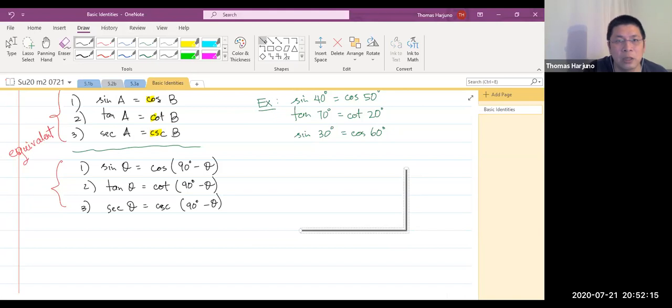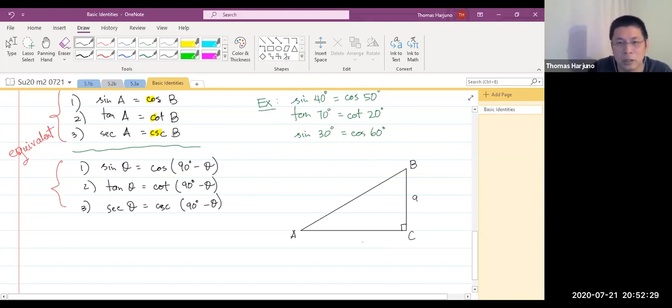Implicitly, we have done this yesterday. You see in this triangle, let's say this is A, B, C, right angle at C. Okay, so this is A, this is B, and this is C, right? Now let me ask you to take a look at sine A.